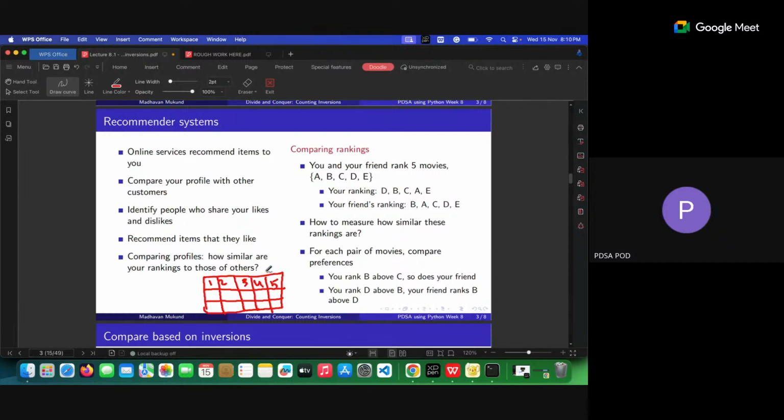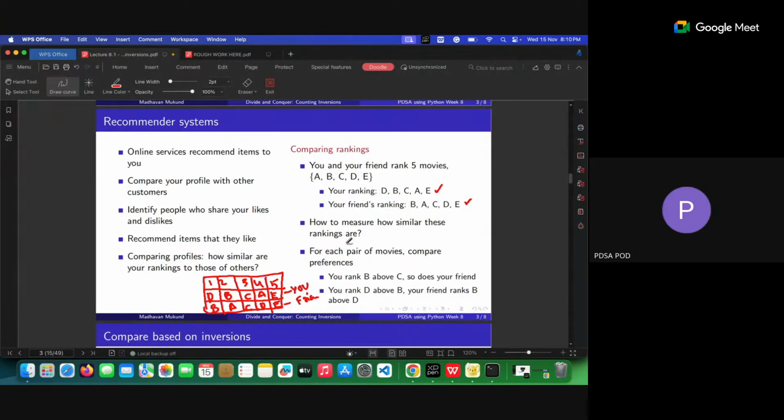So 1 is the best ranking. The lower number indicates the best ranking, and a higher number indicates the poor ranking. So here you have given the first rank, the better rank, to D, then B, C, A, and E. This is you. You have given it. But your friend has given a different kind of sequence. He has chosen that B is the best movie, then A, then C, then D, then E. The same thing has been given here. So here 1, 2, 3, 4, 5 are the movie names.